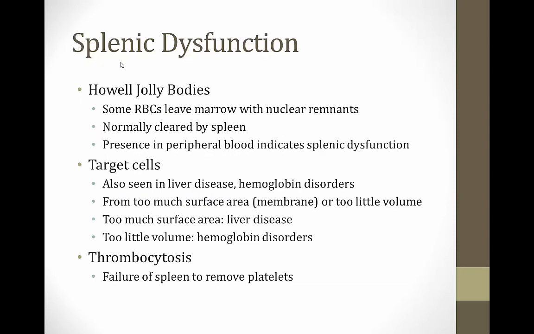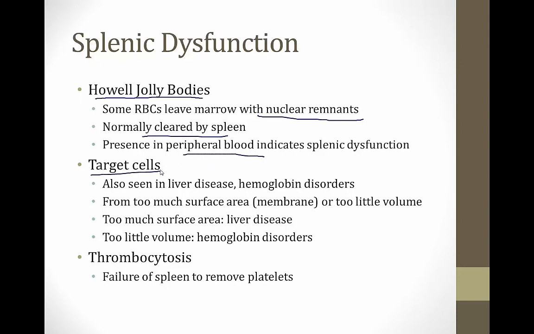There are some characteristic peripheral blood smear findings in patients who have had a splenectomy that you should know. The first one is the presence of Howell-Jolly bodies. Some red blood cells leave the marrow with nuclear remnants still present inside the cell, and normally these are cleared by the spleen, but they will appear in increased numbers in the peripheral blood if the spleen is not working.